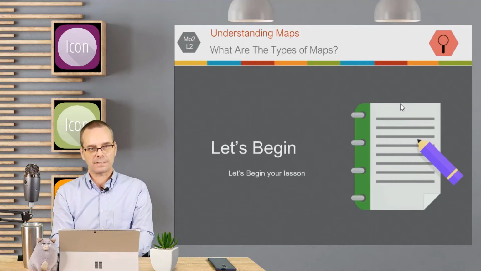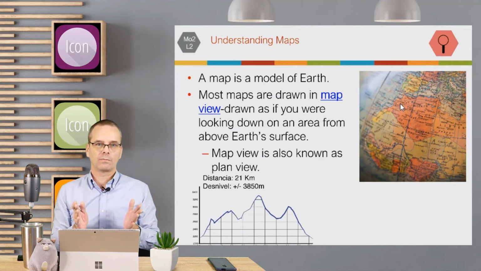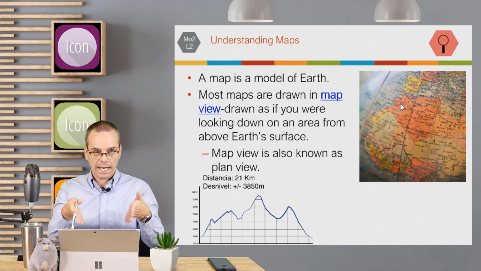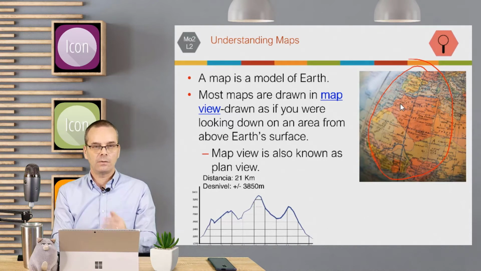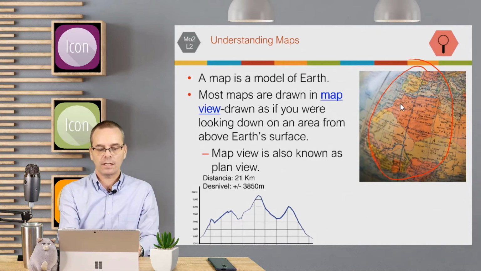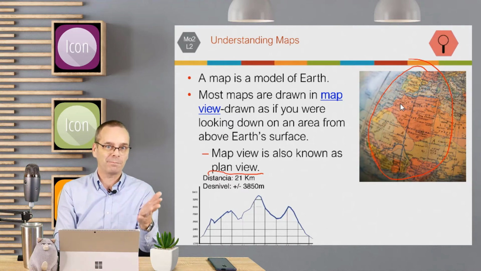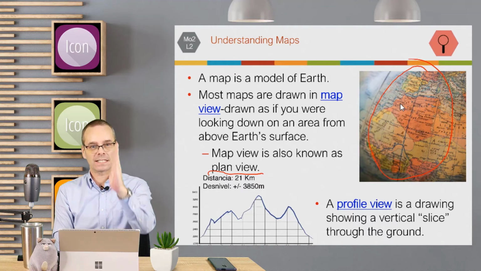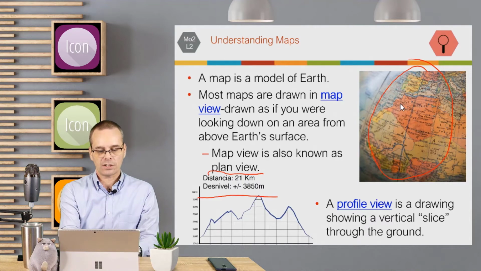So let's begin your lesson. Now, we always said a map is a model of the Earth, right? And most all maps are drawn with map view, looking down at the Earth's surface as a flat surface, similar to this one right here. Now, they also have another name for map view. They can call it plan view, but most everyone will just call it a map. And a profile view is showing a slice, like you're looking right through it, and it's usually about elevation.